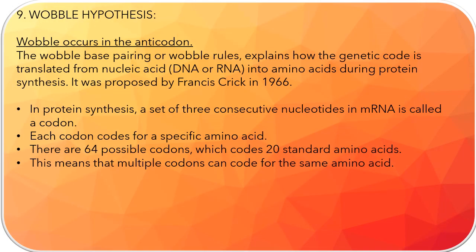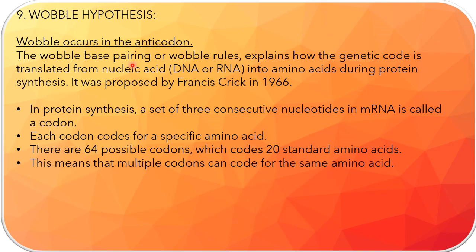So I guess now all these 8 characteristics are clear to you. Let's move towards the Wobble hypothesis. Wobble actually means unsteady movement. Let's see how this term is applied here. Wobble occurs in anticodons. Now here we are talking about anticodons, not about the codons on mRNA. And where are anticodons present? They are present on tRNA, that is transfer RNA, which brings the amino acid to the mRNA for coding.